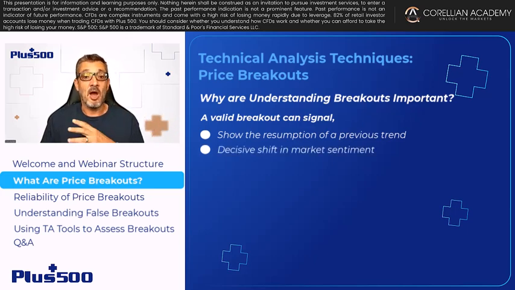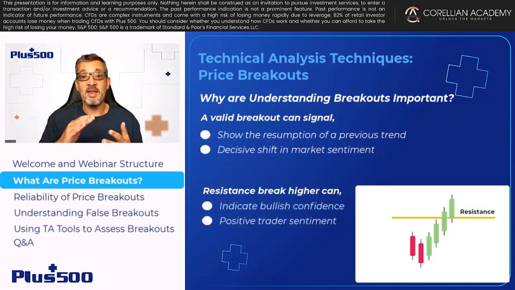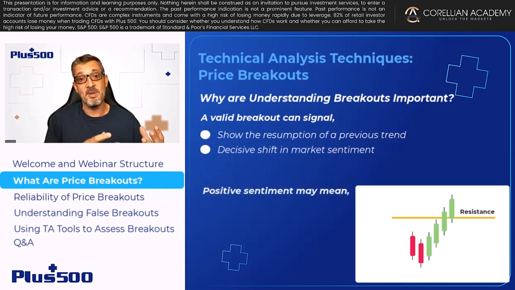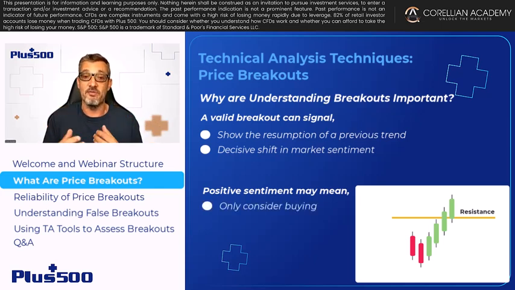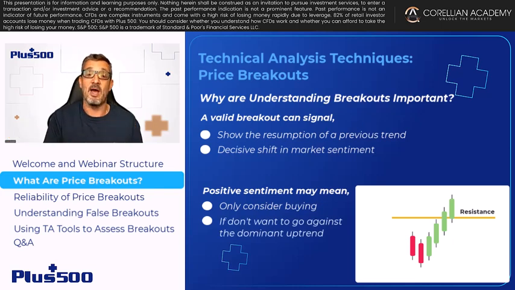Think of it this way. A resistance break higher can indicate bullish confidence or positive trader sentiment within the market and can increase the risk for a continuation of price strength. Positive sentiment may mean as traders, we may only want to consider buying or going long of that particular CFD, as we may not want to go against the dominant uptrend in price action.